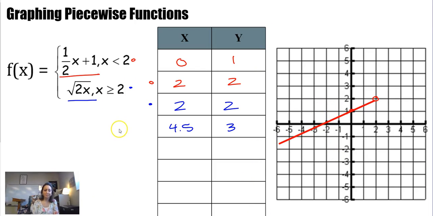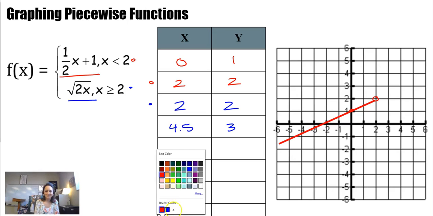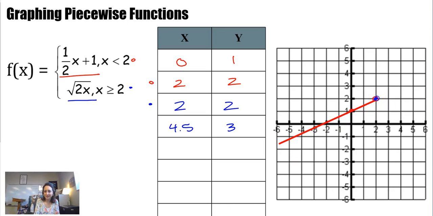All right, now let's look at the bottom piece, the blue piece. So I'm going to have a closed circle now at (2, 2). And notice that this closes it in. And then I also have the point (4.5, 3), and we know that this is a square root function, so it's going to grow, and it's going to have a curvature too. It's going to be concave down, but it's going to grow very slowly, okay?